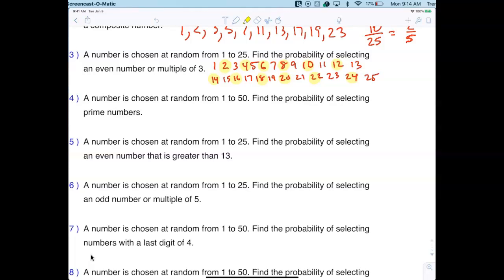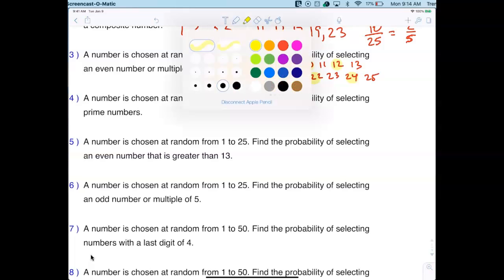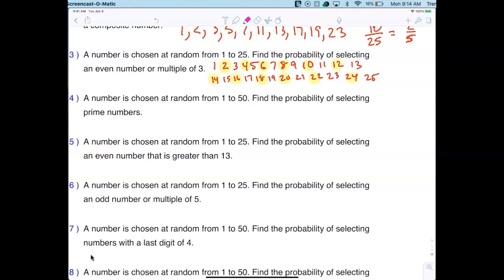Now I'm going to circle the multiples of 3. The problem with circling the multiples of 3 is some of them are also even, because we've circled all the evens. Now we're going to count the multiples of 3: 3, 6, 9, 12, 15, 18, 21, and 24. Those are the multiples of 3.